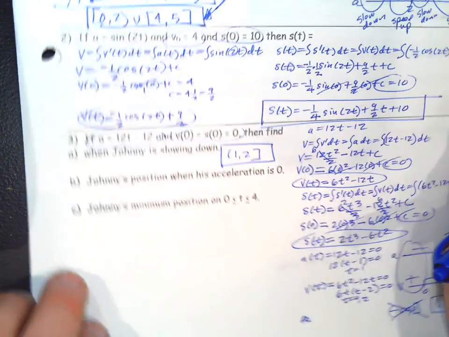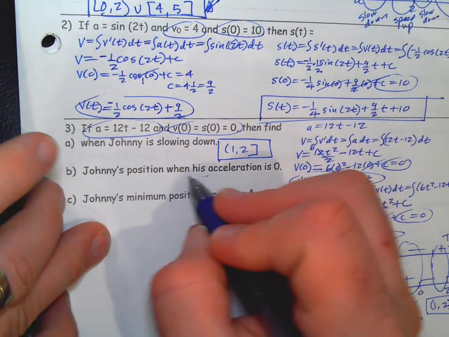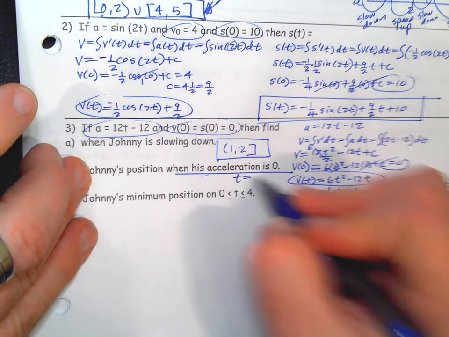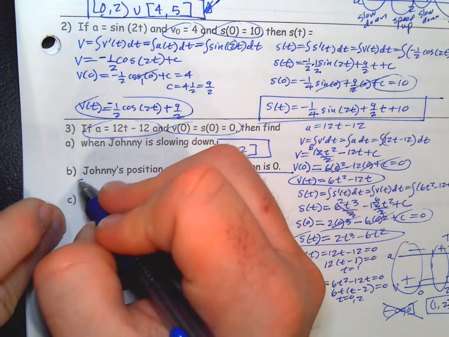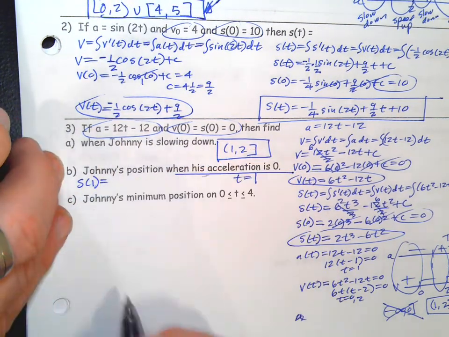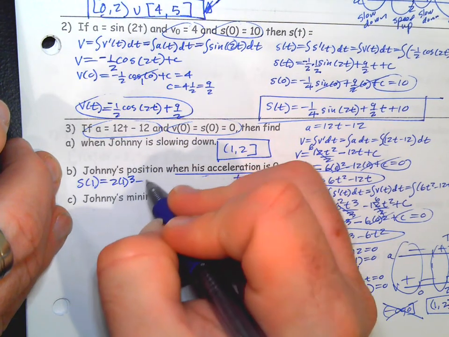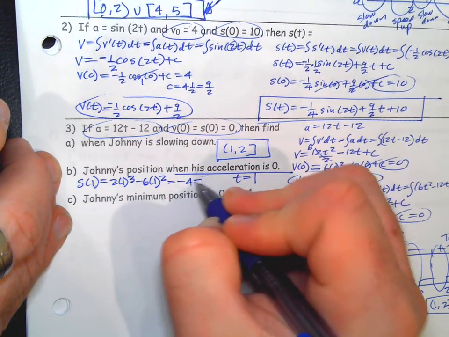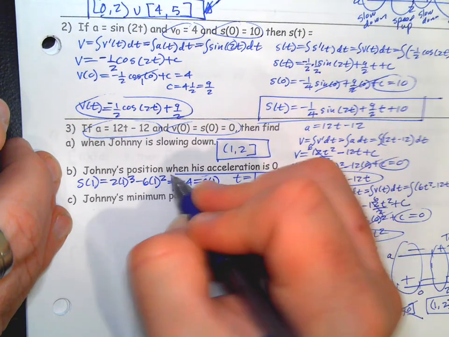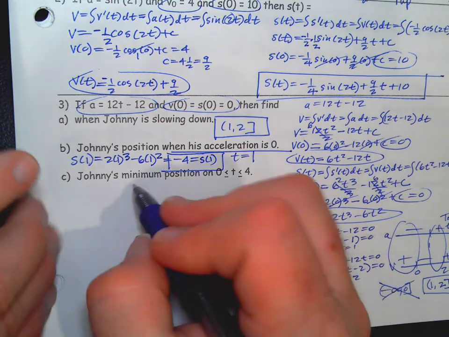Okay. Position when its acceleration is 0. So when its acceleration is 0, which we found out was at time 1, we really just want the position at time 1. So we plug that into our position equation, and we get negative 4. So there we go.